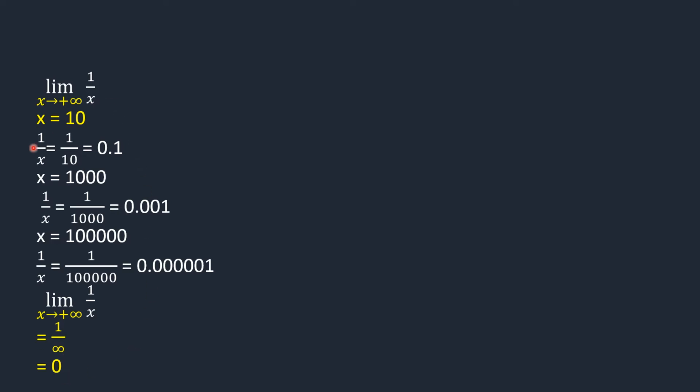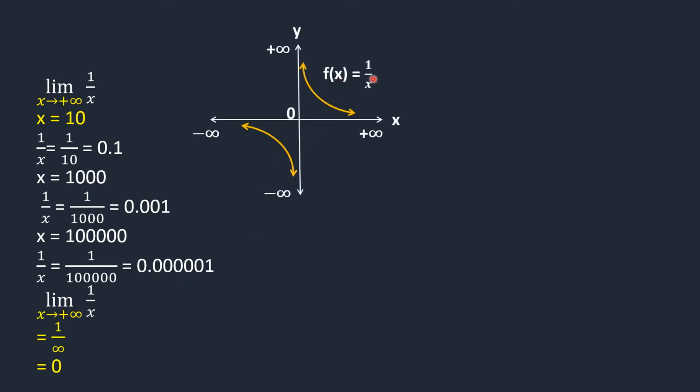Now let us try to understand all this through the graph of f(x) equals 1 over x. When x takes smaller positive values, 1 over x is relatively large. As x takes higher and higher positive values, 1 over x takes lower and lower positive values. See here, lower and lower positive values and approaches 0.